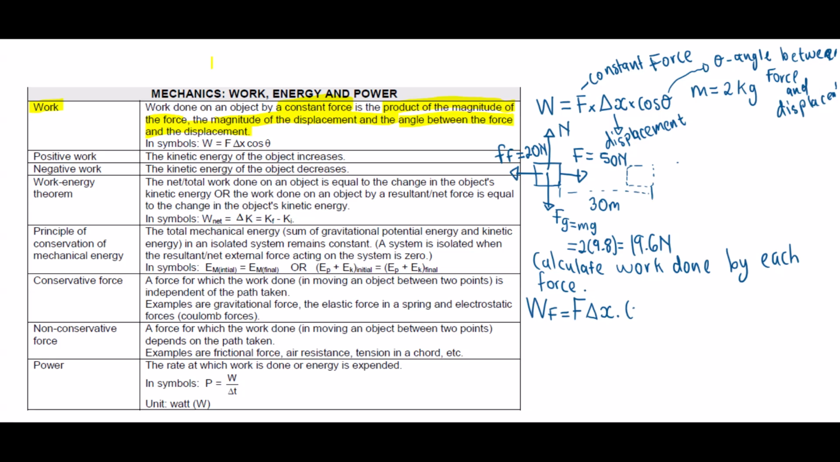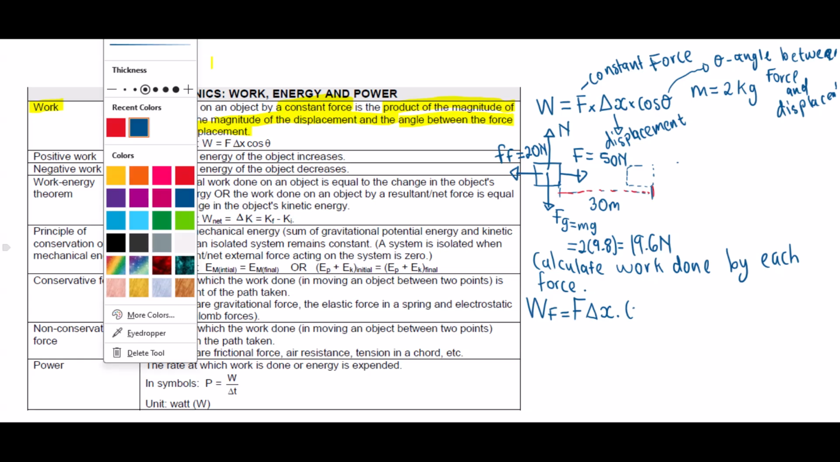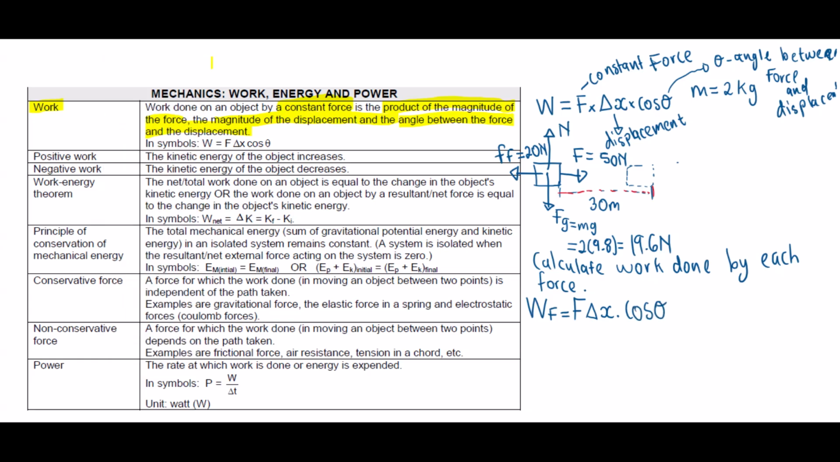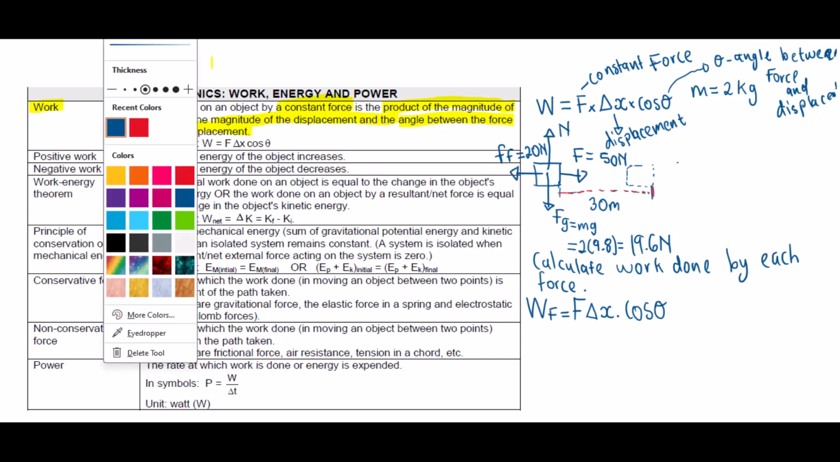Now what you will notice is that, for example, in this scenario where we have our 2 kg block being pulled to the right by a 50 newton force, we are going to have work done on this object by the force F and by all the other forces. All these forces are doing work on the object. We just don't know the magnitude of the work being done.